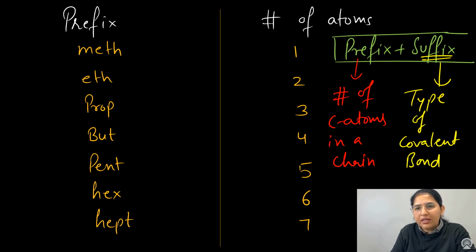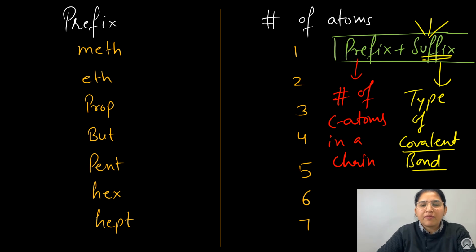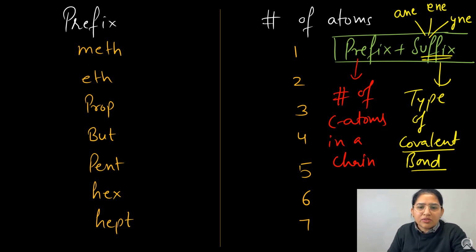It can be a single covalent bond, a double covalent bond, or a triple covalent bond. Like we discussed all these three types in our previous video, so you may check that video as well if you are not well aware of the covalent bond. Now let's do the discussion. If we have a single covalent bond, it should be written by "-ane", while if we have a double covalent bond, you will use the suffix "-ene", while if you have a triple covalent bond in the chain, it should be written by "-yne".